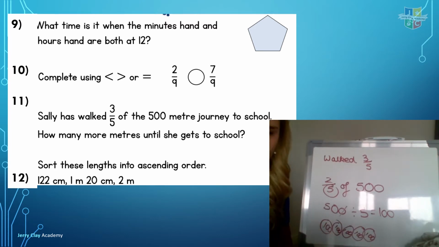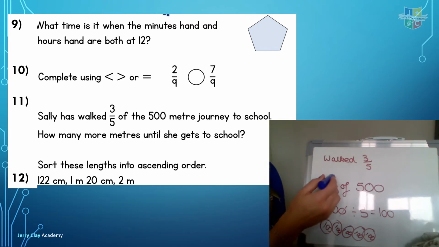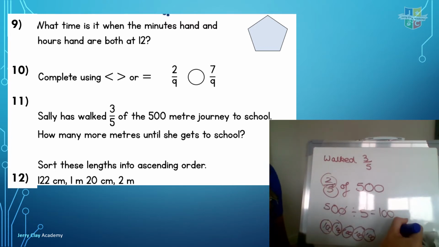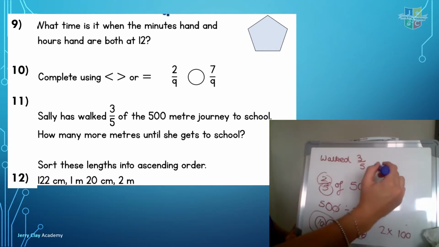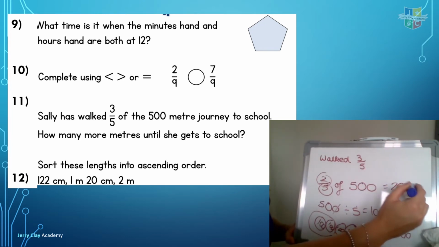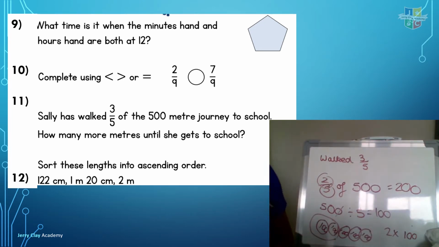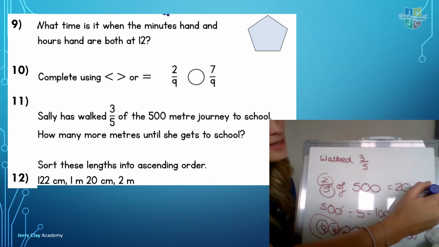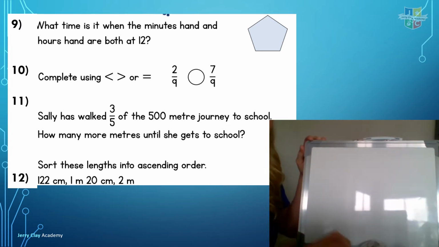So now I know each part is worth 100. I now need to look, how many parts do I want? Well, I want 2 parts. There's 2 lots, and there's 100 in each lot. So I can find out what 2 lots are worth. So my answer would be 200. Well done if you got that right. And it's 200 meters remaining.